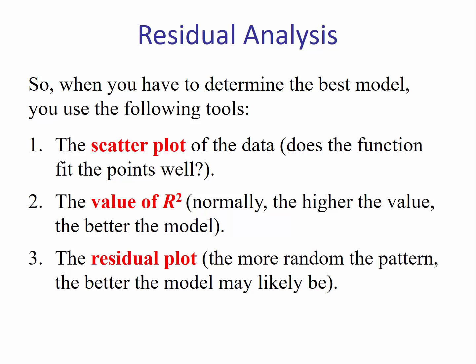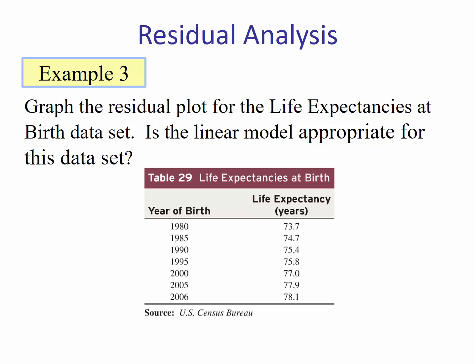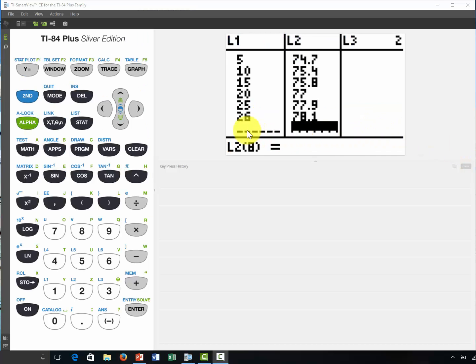So let's do an example. Example 3. Graph the residual plot for the life expectancies at birth dataset. Is the linear model appropriate for this dataset? So I have the data inputted in list 1 and list 2. List 1 was my x values, number of years since 1980, and list 2 was my y values, life expectancy.